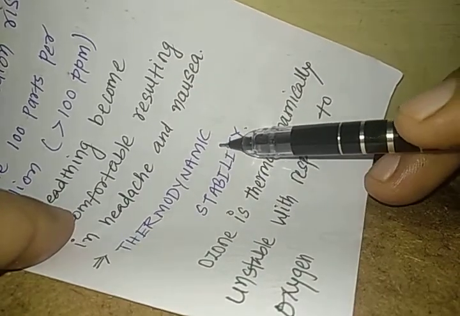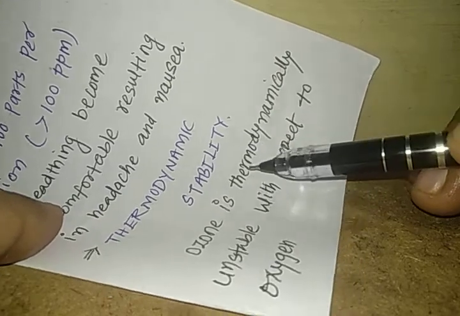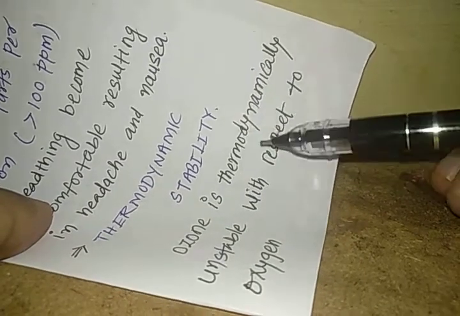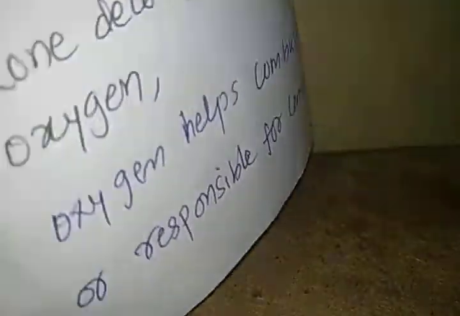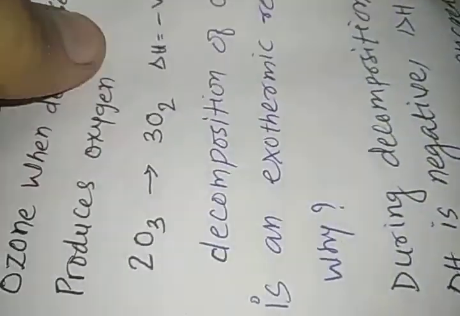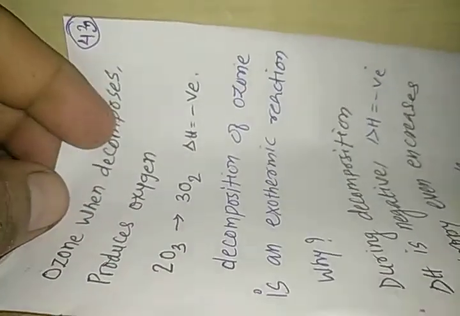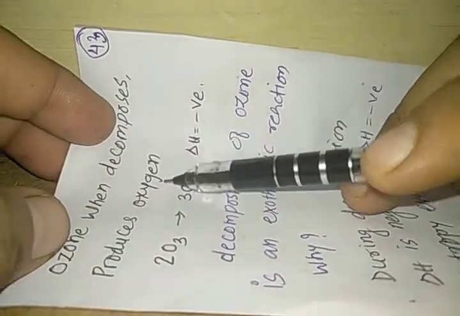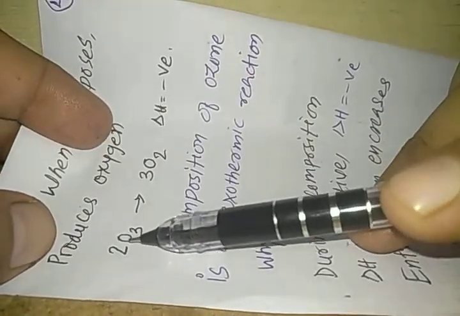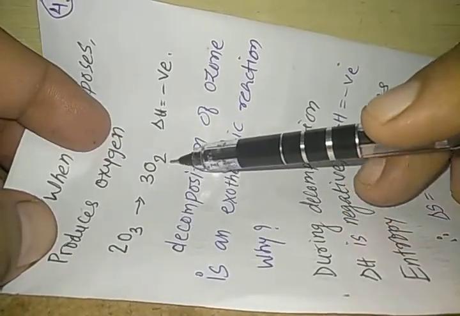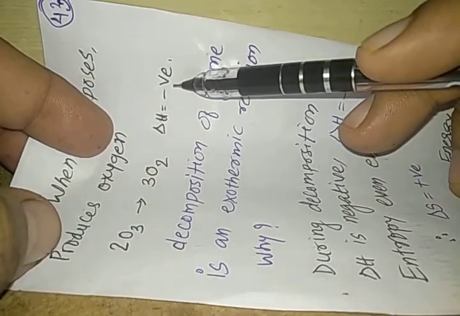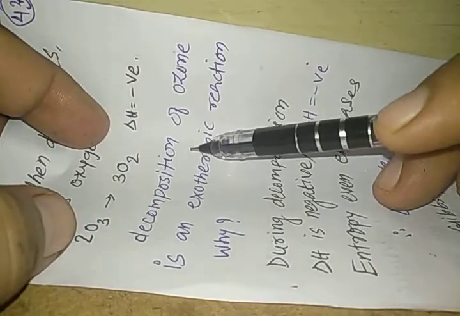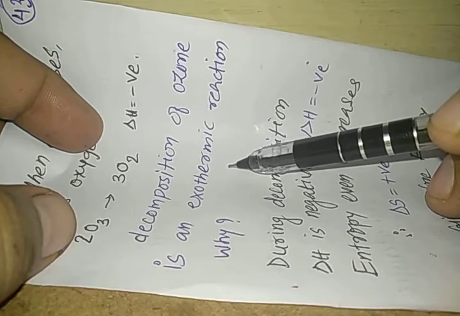Now we should study about the thermodynamic stability of ozone. Ozone is thermodynamically unstable with respect to oxygen. So, if we compare ozone with oxygen, oxygen is quite stable as compared to ozone thermodynamically. Ozone decomposes and produces oxygen. You can see this: two molecules of ozone produce three molecules of oxygen. During this process, delta H value is negative. What does it mean? It means that decomposition of ozone is an exothermic reaction.